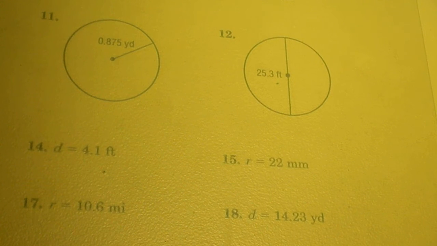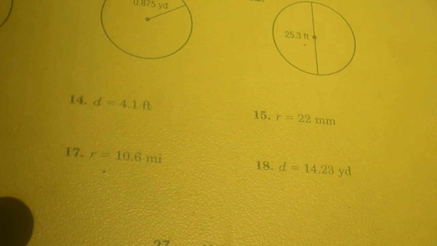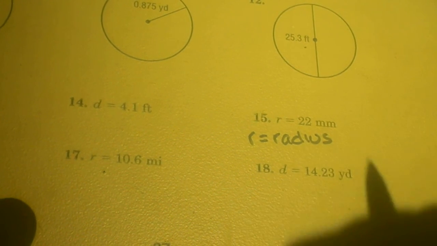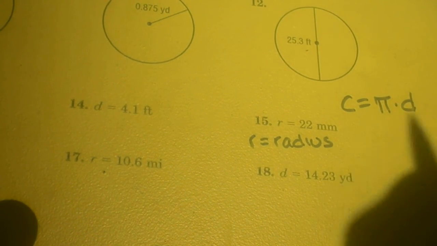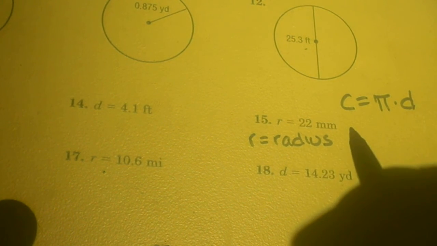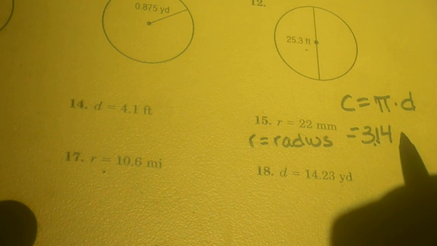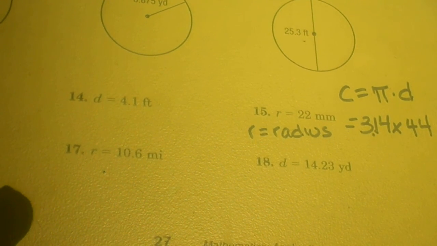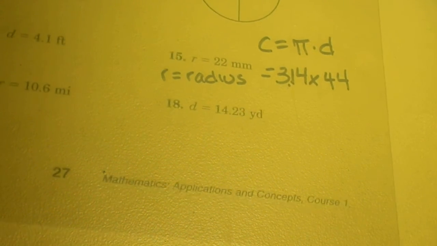Okay, let's look at number 15, where they didn't give you the circle. They've just told you r is equal to 22. Well, that means when it gives you r, r equals radius. And we all know the formula is circumference equals pi times diameter. Well, if they've given you the radius, that means it's only half the circle, so you need to double it. So this would be 3.14 times, not 22, but 44. So you do that multiplication, 3.14 times 44.